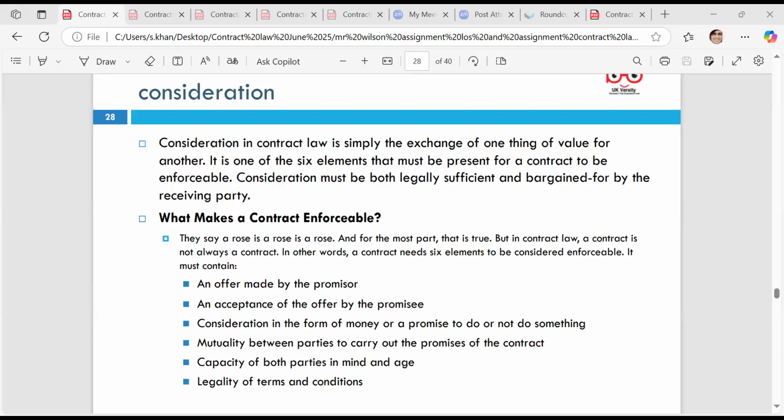So what makes a contract enforceable? An offer made by a promisor, an acceptance by the promisee, consideration in the form of money or any other value, capacity of both parties, that they have sound mind, and also legality of terms and conditions that have been accepted. Meeting these requirements, the consideration then becomes valid and forms a legally binding contract.